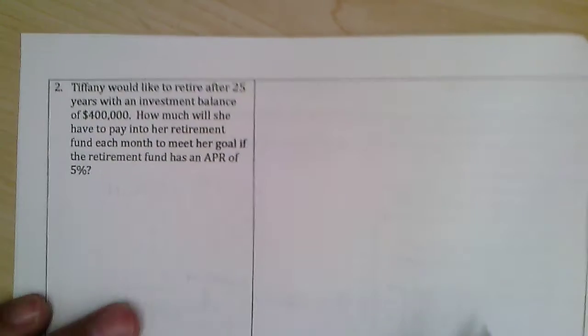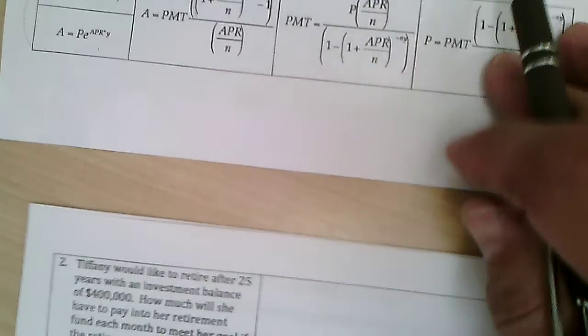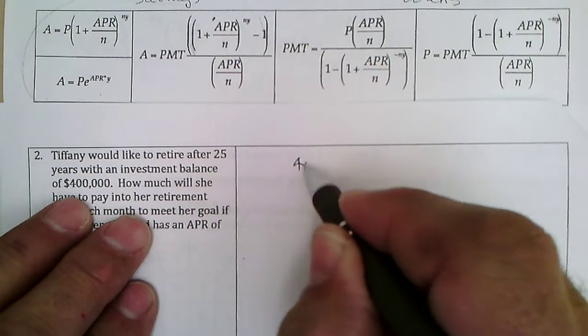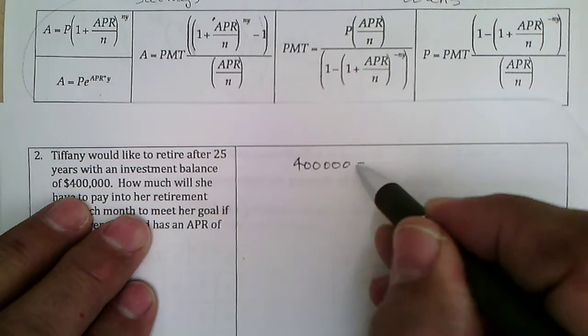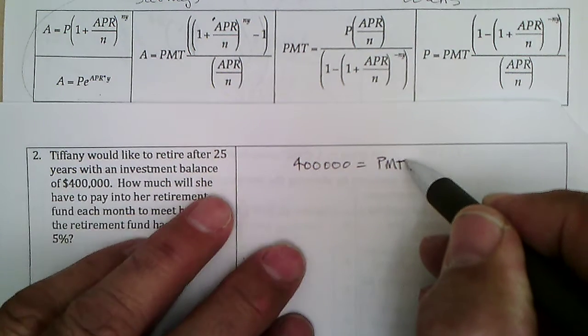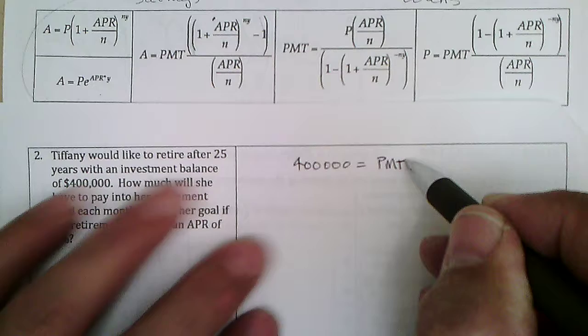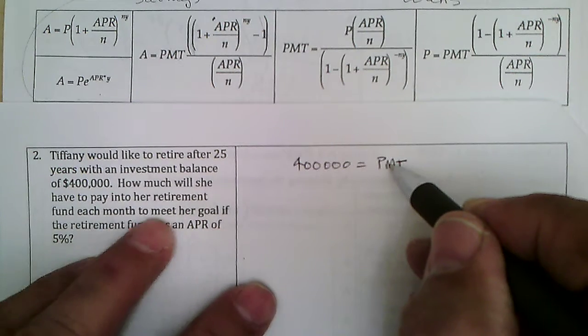Page 2. She'd like to retire after making some payments, and so this is going to be the monthly thing. This one. She'd like to have $400,000 at the end. That equals how much she's putting in, which we're trying to figure out. If after 25 is the end, with an investment balance this, how much would she have to pay to her retirement fund each month, payments, to meet her goal?